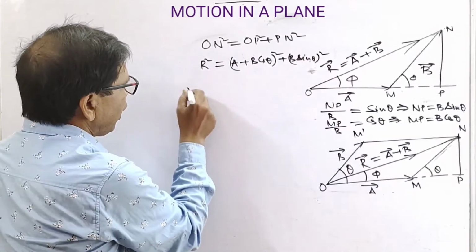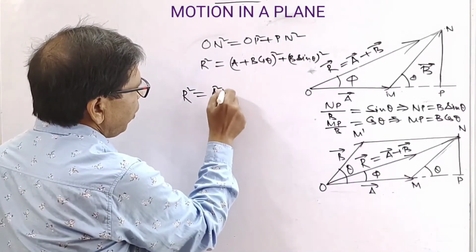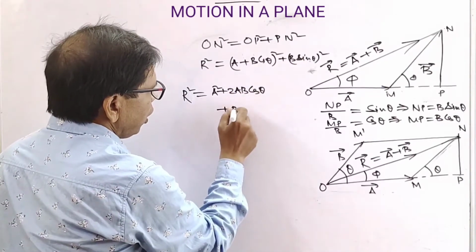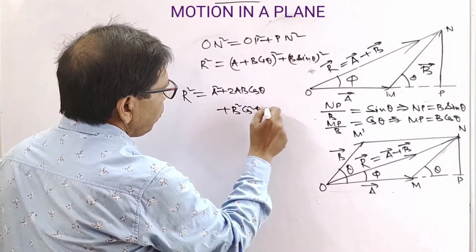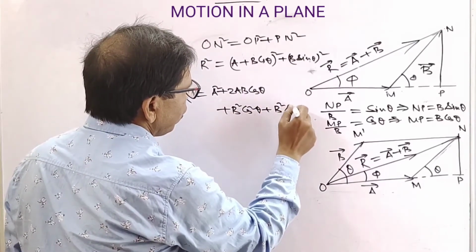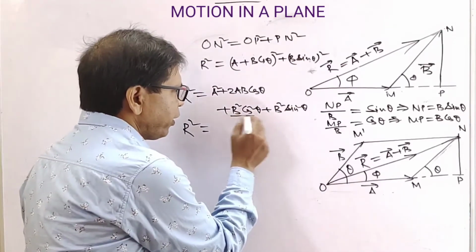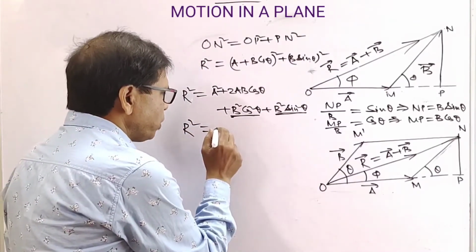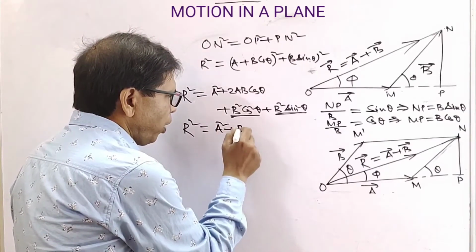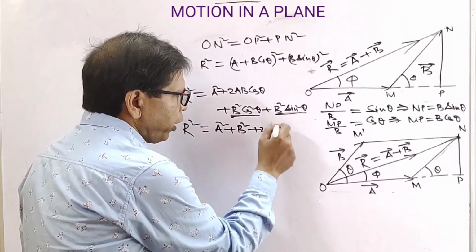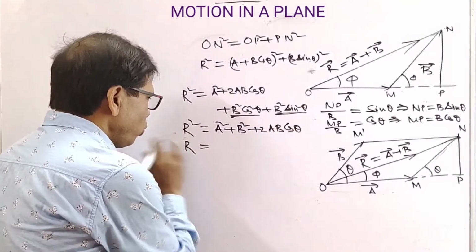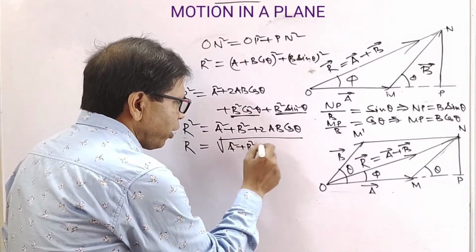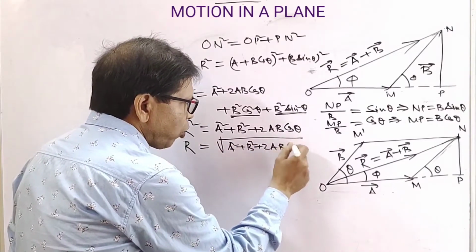Now R square equals A square plus 2AB cos theta plus B square cos square theta plus B square sin square theta. Here, B square cos square theta plus B square sin square theta becomes B square. So therefore A square plus B square plus 2AB cos theta. So R equals root under of A square plus B square plus 2AB cos theta.